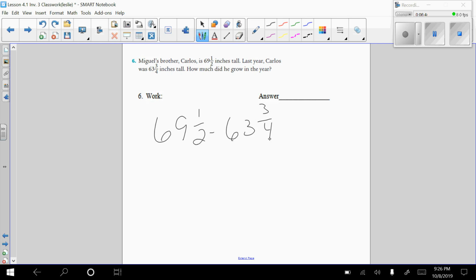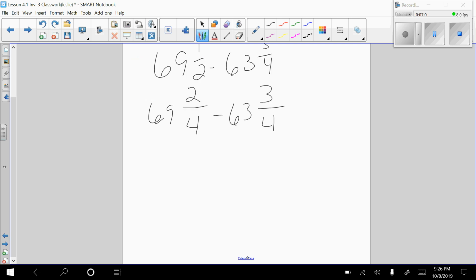Again, let's get our common denominator. Well, 2 is a factor of 4, so I can use 4 as my common denominator. Let's make sure we bring down those whole numbers and set this up. Well, 2 times 2 gave me 4, so 1 times 2 is 2. 3/4 was already there, so I can just leave it like it is. Now, we have to change them to improper fractions.